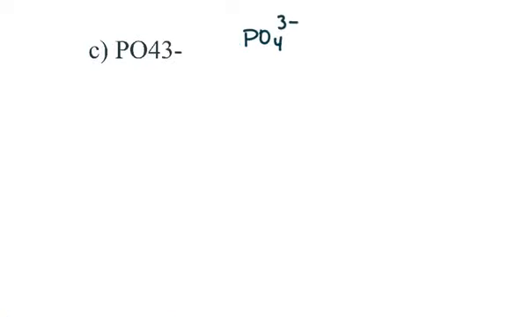Let's try this last example. I've just rewritten it for us with the subscripts and superscripts, since this program doesn't do that. So we've got PO4 3 minus. Let's put an electron count together. So we've got 5 plus 6 times 4 plus another 3, total of 32 electrons. Again, we'll start with phosphorus in the middle, our oxygens around the outside, electron placement time.